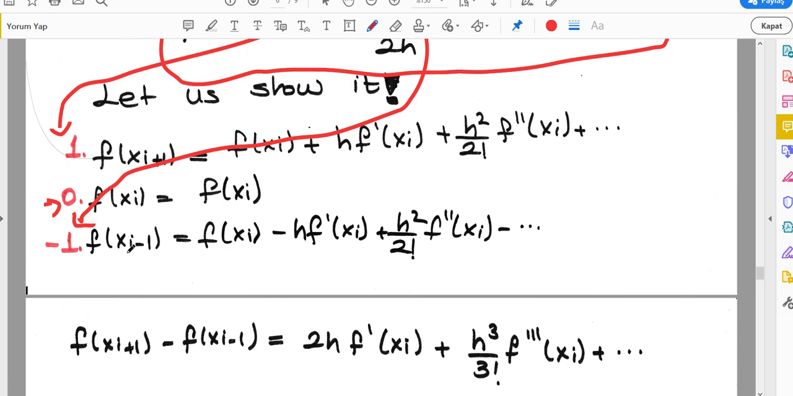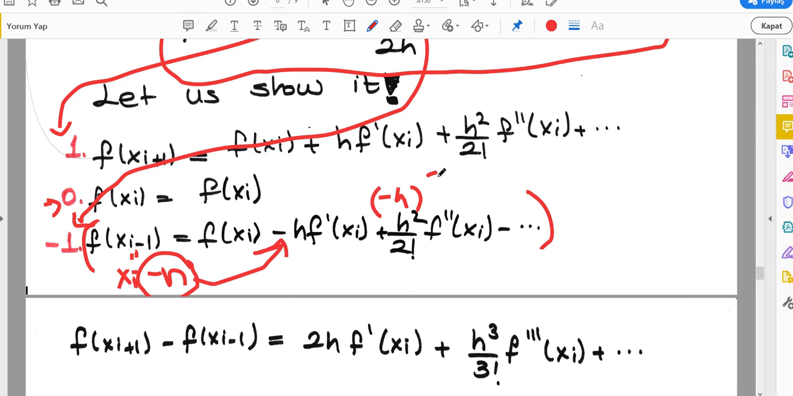Don't forget, guys, when you are using here, how can I explain, this part is not yet multiplied by minus 1. We just write here the expansion of f of xi minus 1 because it is xi minus h. So minus h is your increment. Because of this you are seeing minus h. Actually this is minus h to the power 2. And if you have one more operation here, plus minus h to the power 3 divided by 3 factorial and so on.